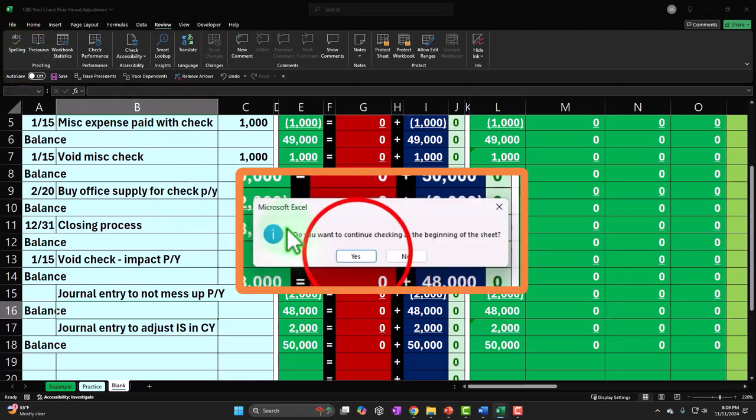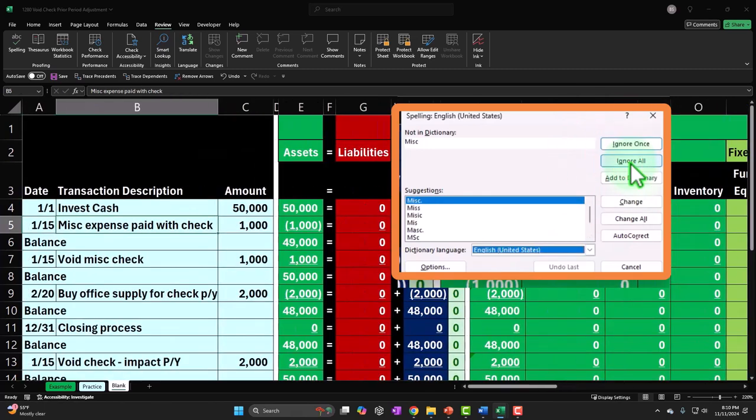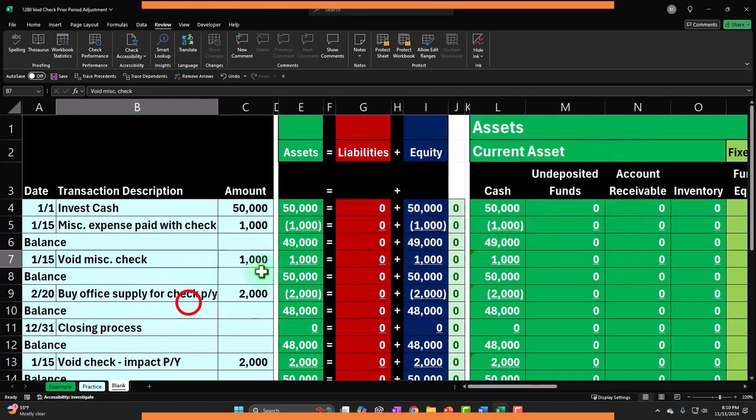All right, let's say review. Do a quick spell check. Depreciation, ignore all of those. Miscellaneous, I should put a period. Okay, I'm cool with that. All right, looks good.